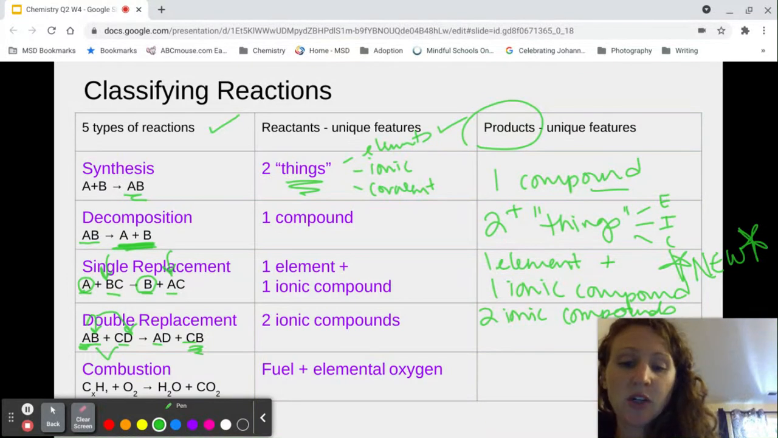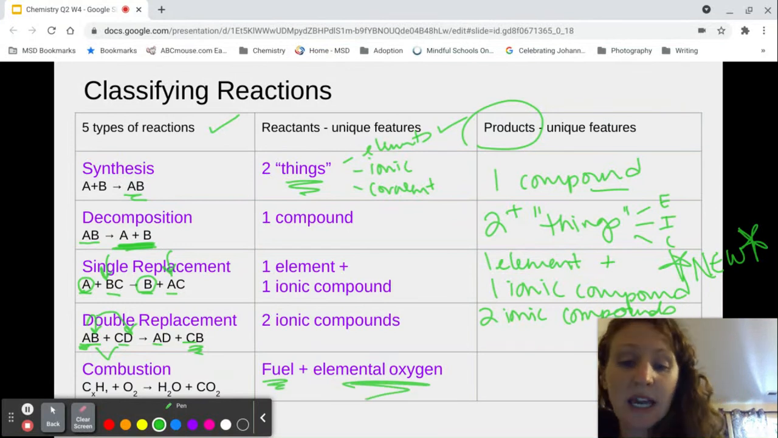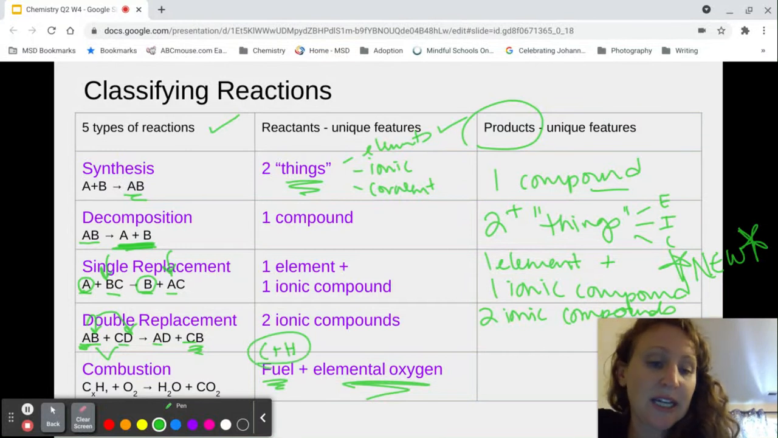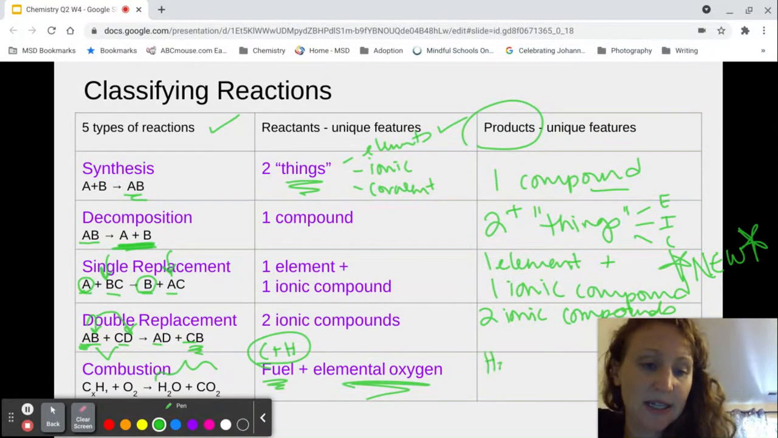All right, so for combustion reactions, we're going to have some type of fuel along with elemental oxygen. And then if your fuel is a hydrocarbon made out of carbon plus hydrogen, the thing you're going to get out is always water and carbon dioxide.